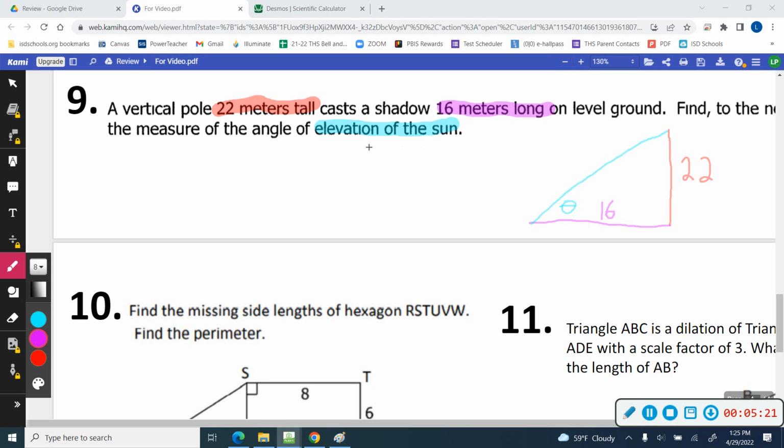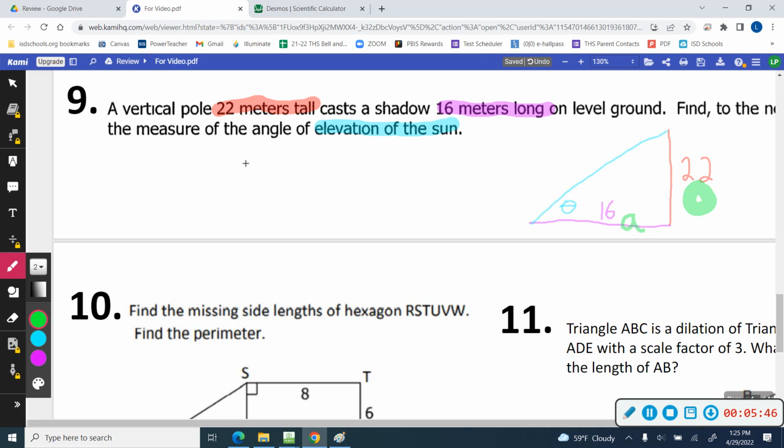Alright, so we have a vertical pole that's 22 meters tall and it's 16 meters long, and they want us to find what's called the angle of elevation. So what is this angle? And so this is our reference angle. I would call this the opposite, and I would call this the adjacent.